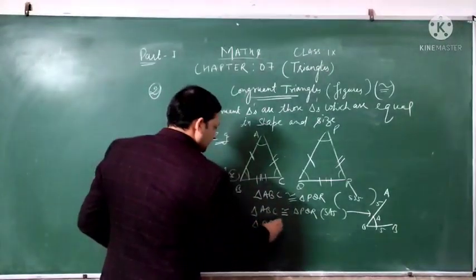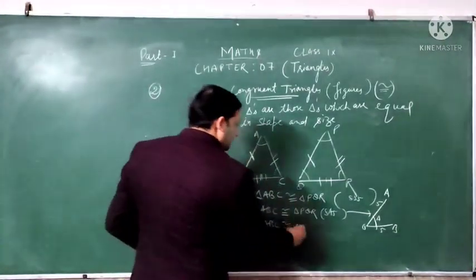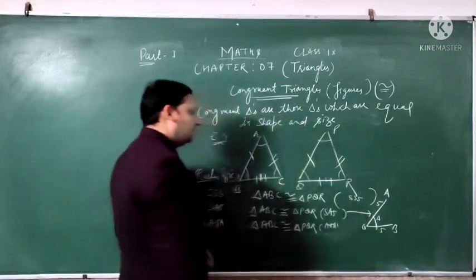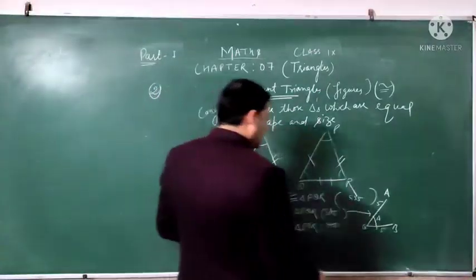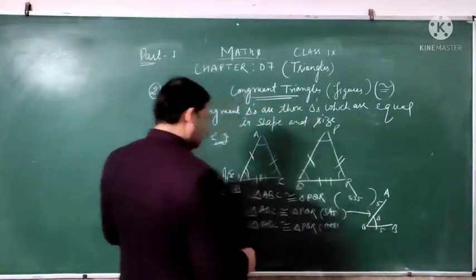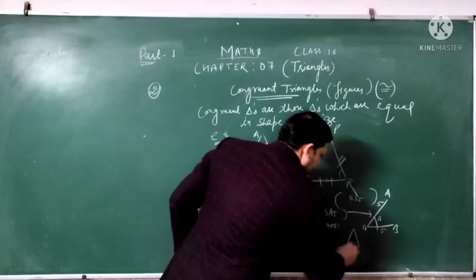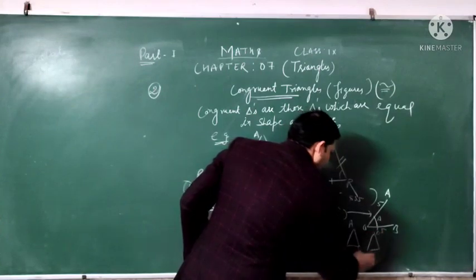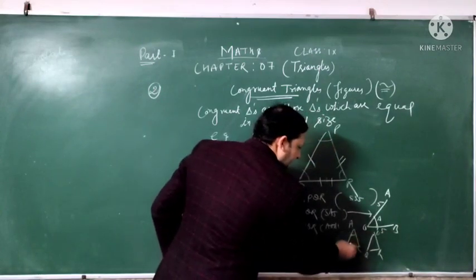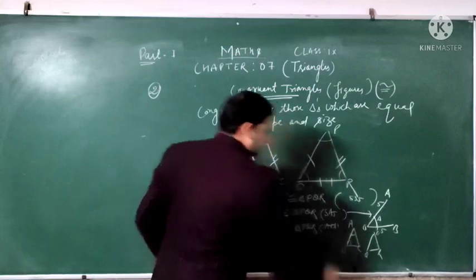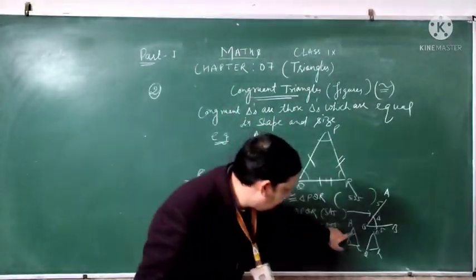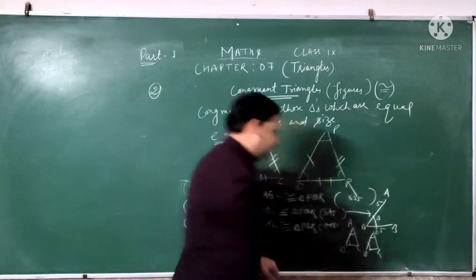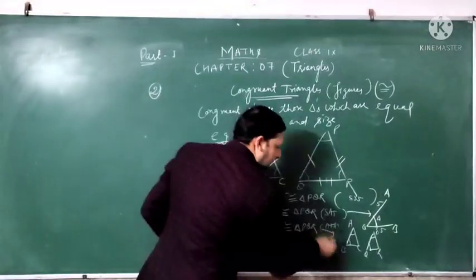Triangle ABC congruent triangle PQR by which rule? ASA. It means we have to take two angles. See triangle, I will take triangle ABC and PQR. So I will take this angle and this angle. Then we have to take this side. If I am taking this angle and this angle, the corresponding angle will be this and corresponding angle will be this. So this is for ASA.